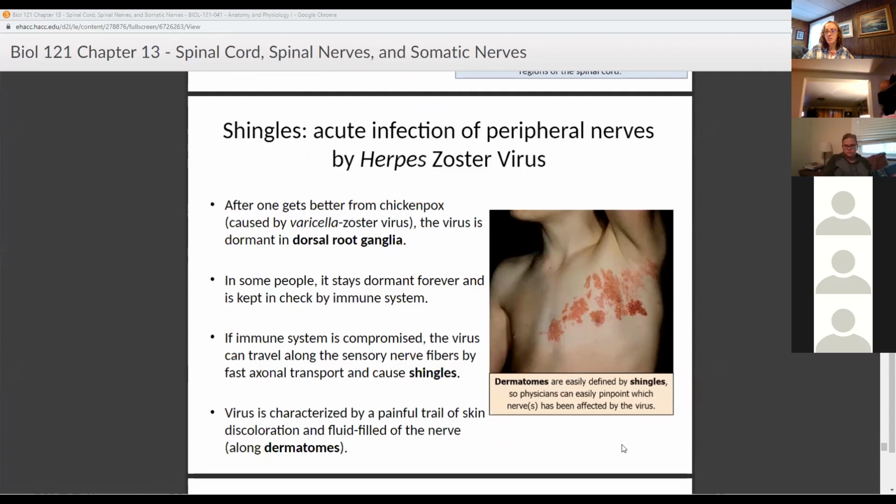One thing that makes dermatomes really obvious is shingles. Someone gets chickenpox at some point in their life. The varicella zoster virus, which causes chickenpox, remains dormant in the dorsal root ganglia.